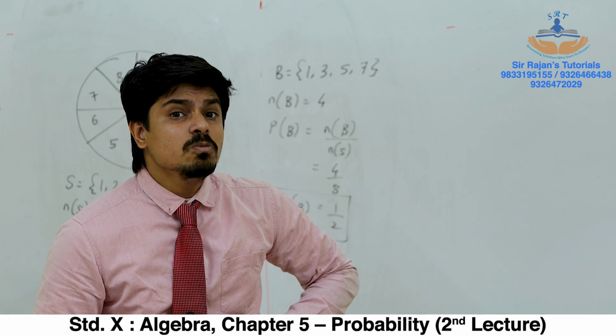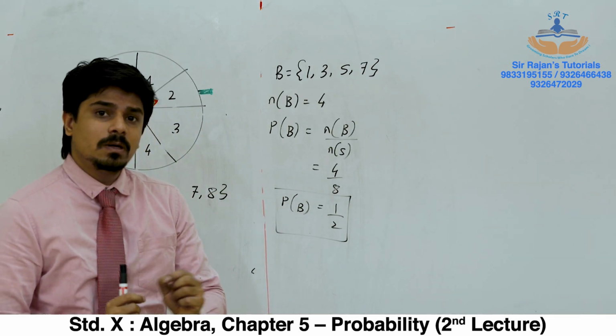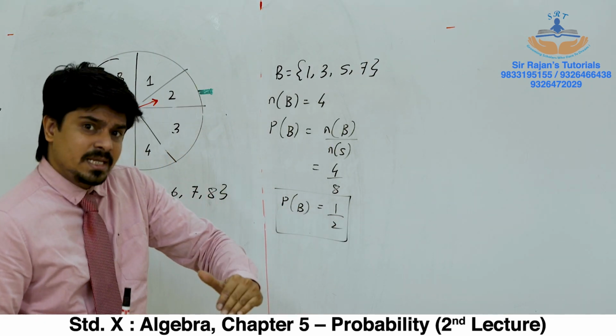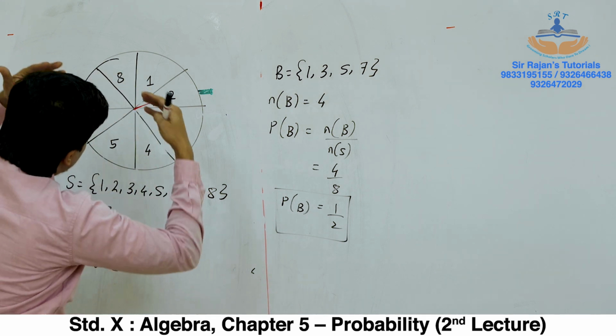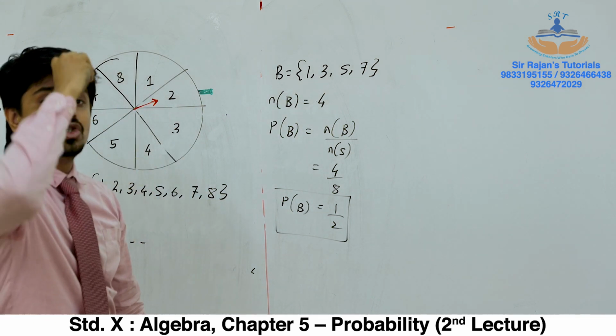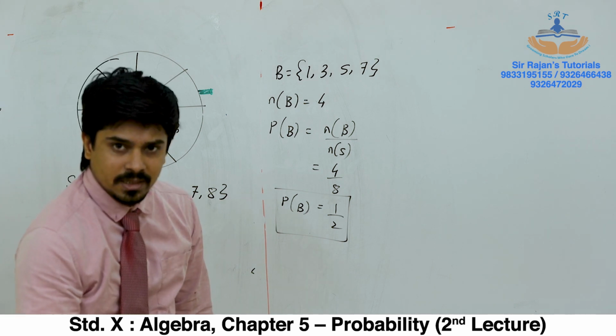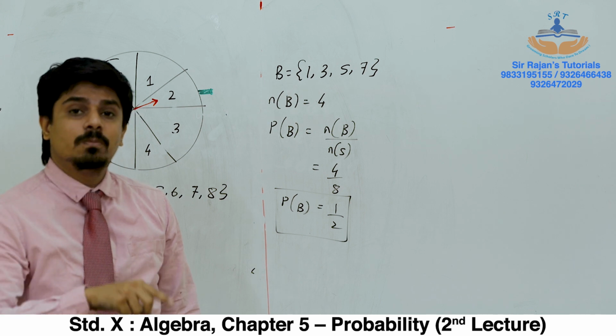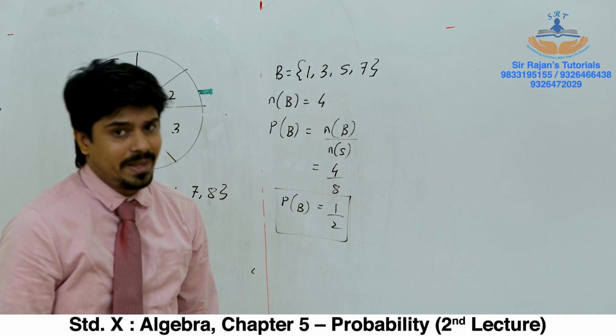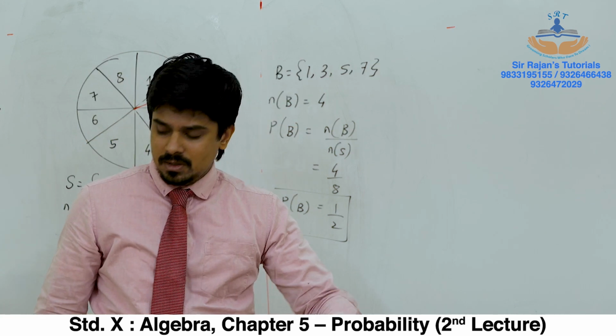इसको certain event क्यों बोलेंगे? Because when I talk about a number less than 9, जो भी नंबर आना है वो less than 9 आना ही है. Means it is surely going to be less than 9. So it is a certain event. N of D will be 8 and your probability value will be 1. Clear with this sum? Okay.